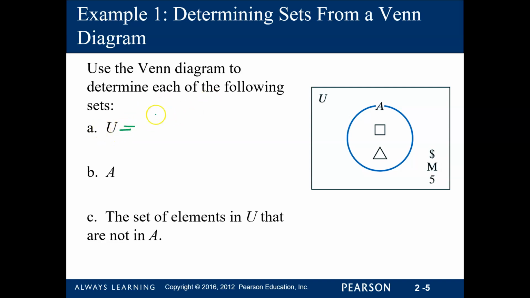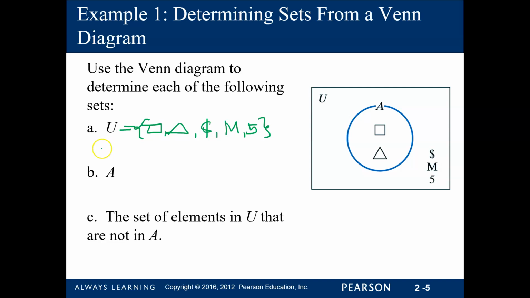So let's have the universal set. We can just use the roster method to identify what are the elements inside the universal set. Anything that you see inside this rectangle is an element of the universal set. So that would be the square, the triangle, the dollar sign, the letter M, and then the number 5. Those are all the elements. Why are we not including A? A is the name of this subset here.